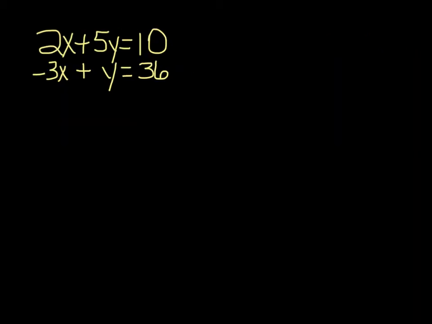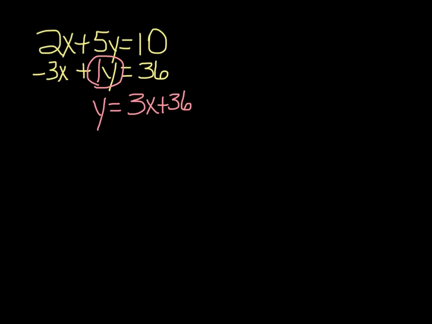Let's look at another example. We have a system of two equations here, 2x plus 5y equals 10, negative 3x plus y equals 36. Let's look for a variable to solve for. I'm going to choose y in the second equation because its coefficient is 1. To isolate y on the left side of our equation, we need to move the negative 3x to the right side, so we're going to add it. So we're going to have y equals 3x plus 36.